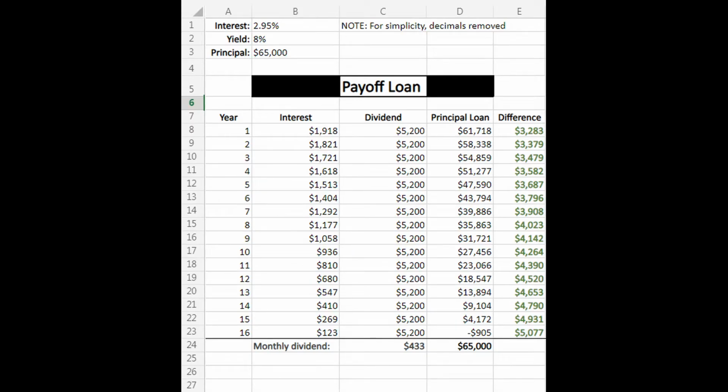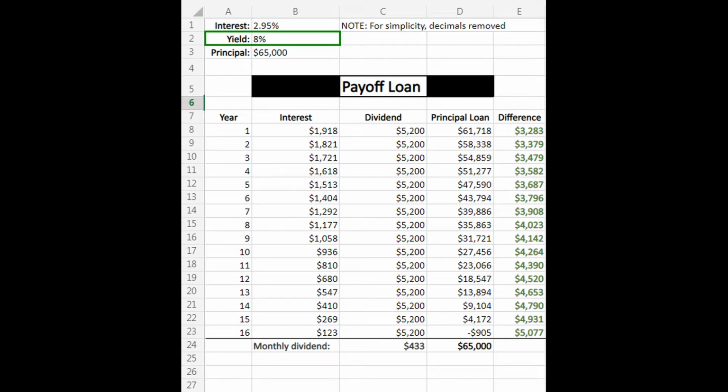Now, let's look at this other Excel spreadsheet I've created. Just a quick note, I'm using an 8% return, which I'm not currently receiving with the original 6 stocks I chose. It's probably more around 6.5%, but I'll explain why I'm using 8% a bit later in this video. So with an 8% return, it will take me 16 years to pay off the loan using only its dividends.